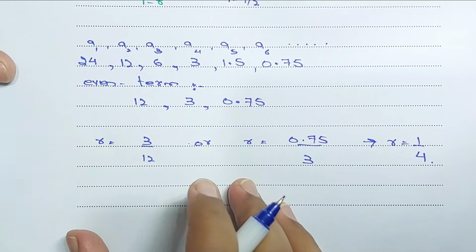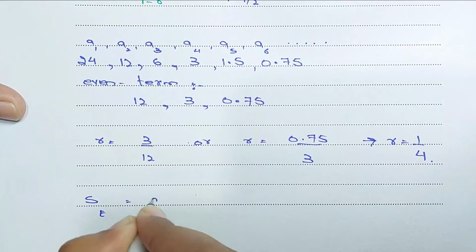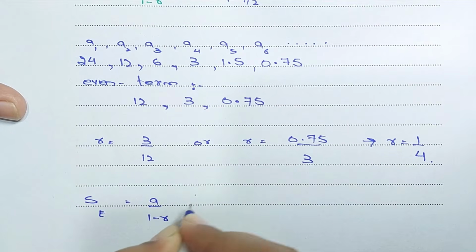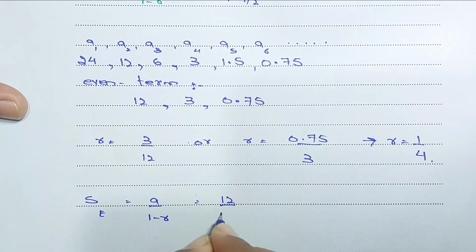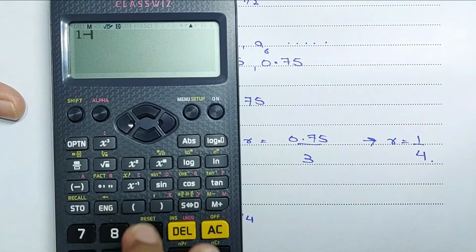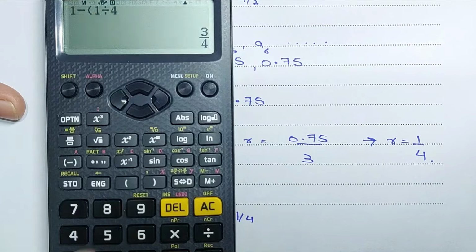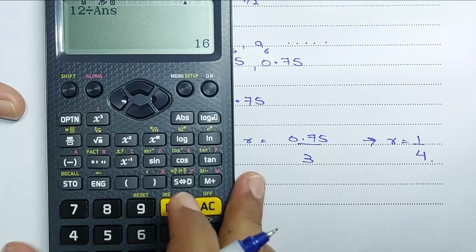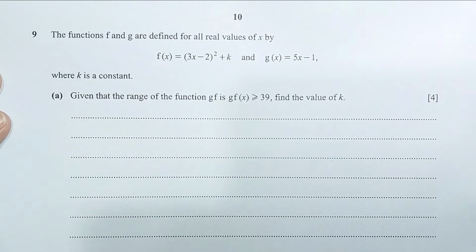Right. Now the sum to infinity of even terms, SE, is again a over 1 minus r. Now the first term is 12 over 1 minus 1 by 4. So 1 minus 1 by 4, and 12 divided by that gives the answer, which is 16. This is 16.